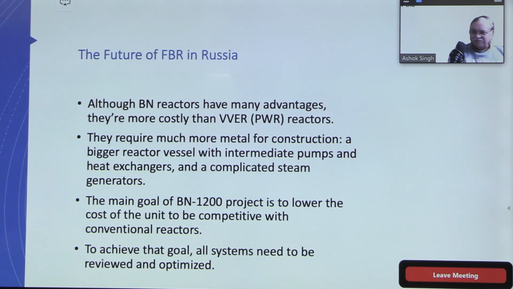PWR, PHWR. PWR is pressurized water reactor. PHWR is pressurized heavy water reactor. Pressurized water reactor uses enriched uranium. It is not heavy water, it's light water. Light water is ordinary H2O. And PHWR uses heavy water, D2O. That's the difference.